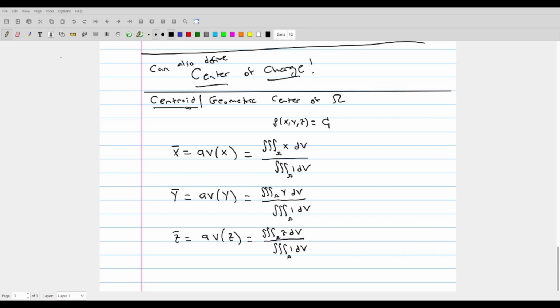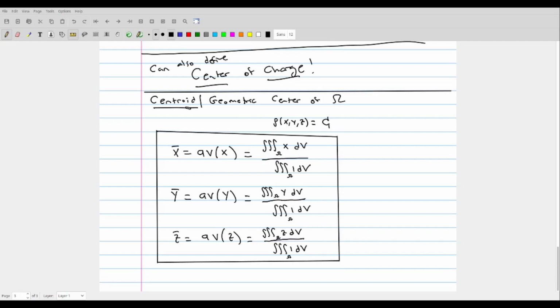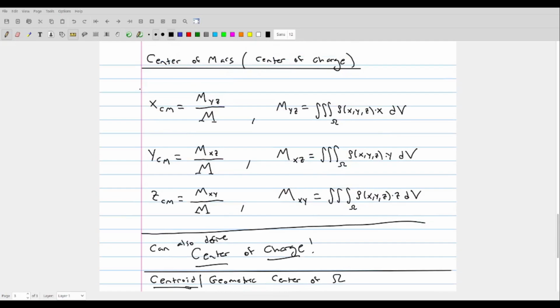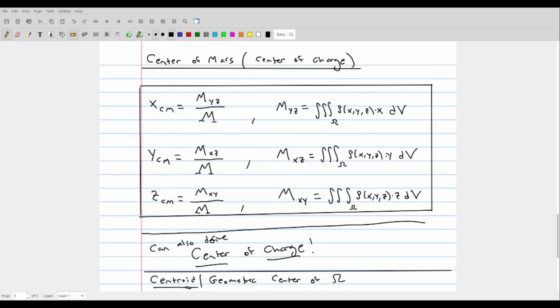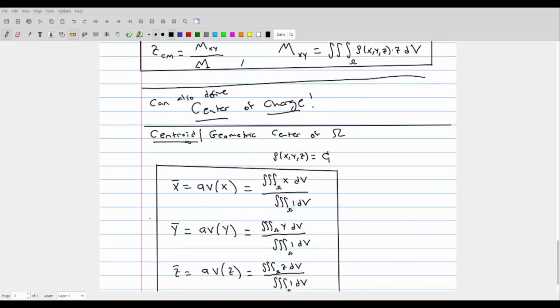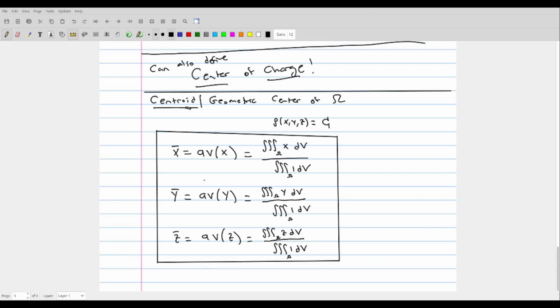So these are the main three formulas that we have for the centroid. And these are the main three formulas that we have for the center of mass or center of charge of a given region. If you want to calculate this point in general for a given region, you typically have 4 integrals that you have to go through and compute to calculate any one of these values, for the center of mass or the centroid.